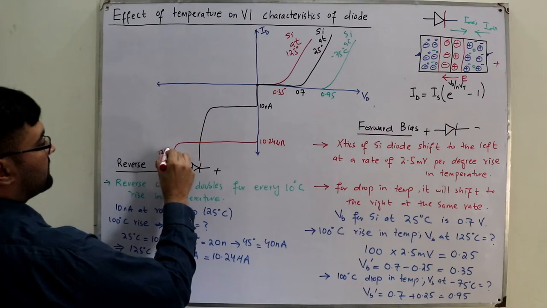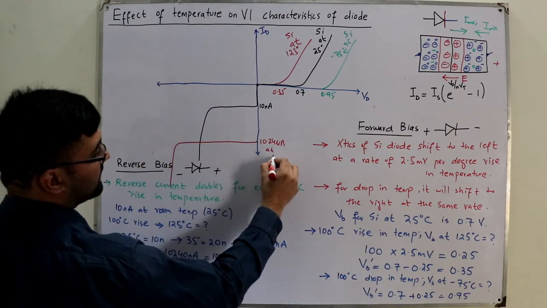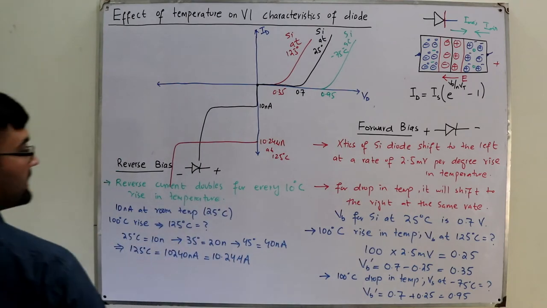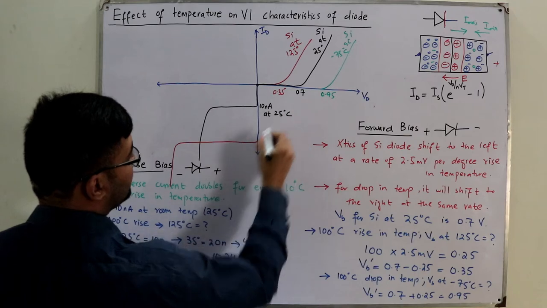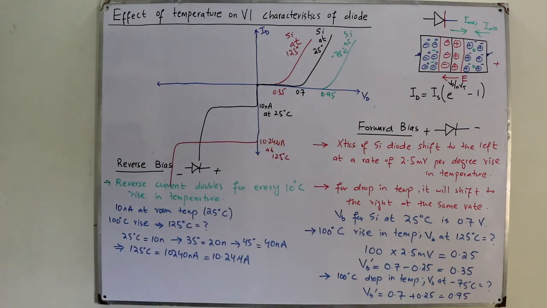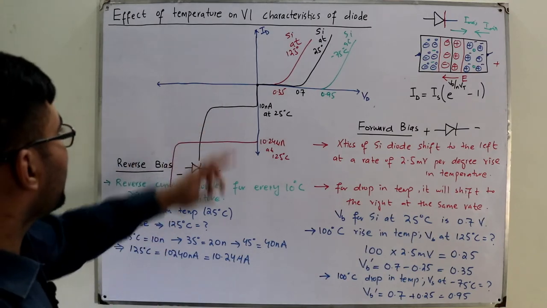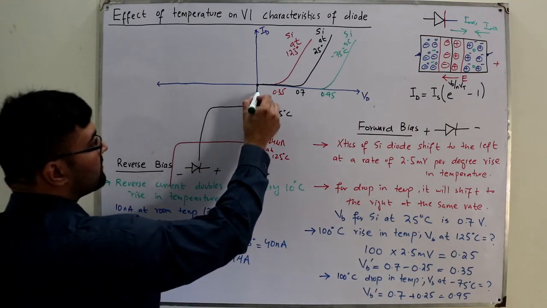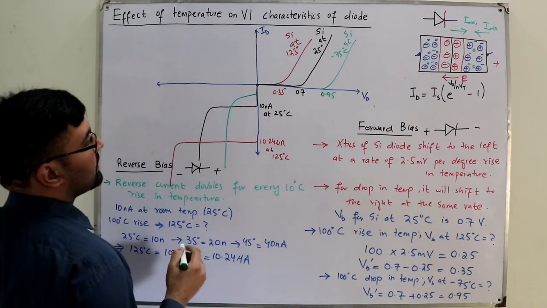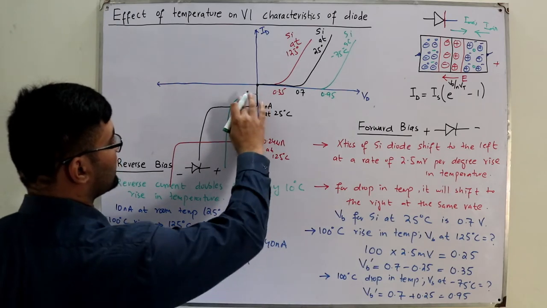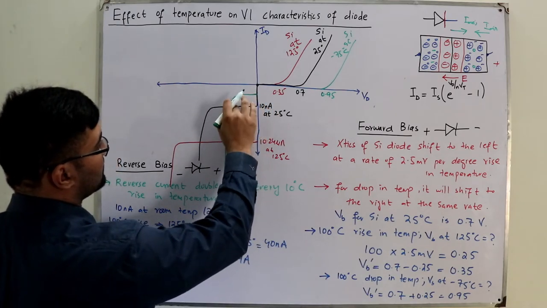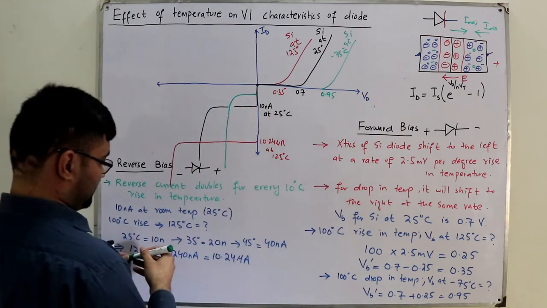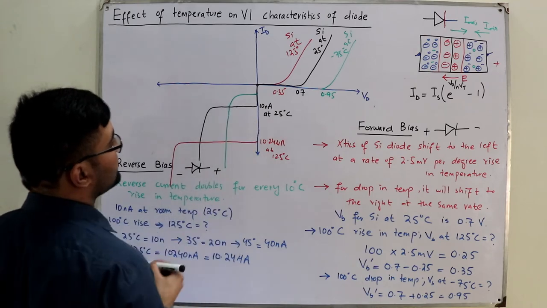I will draw it over here at 125 degrees. 10 nanoamperes is at 25 degrees. Similarly, for a drop of 100 degrees, it would become much smaller. Over here it's almost less than a picoampere. I don't have a proper value, but it would be somewhere over here. Let me draw it a little properly. Yes, this is it.